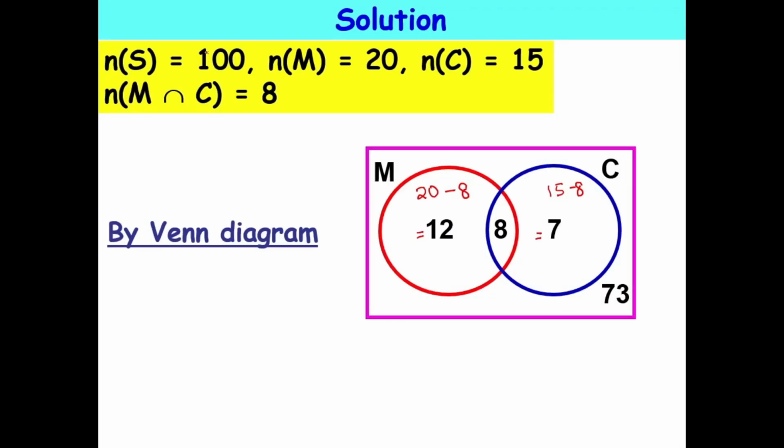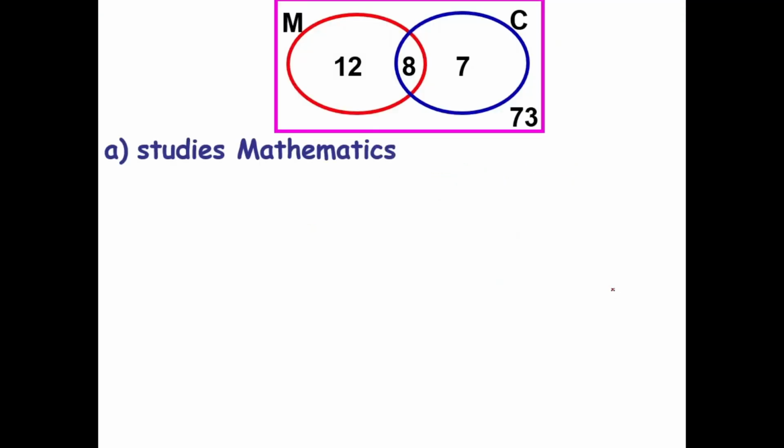So from all the students, 100 minus 12 minus 8 minus 7 equals 73.